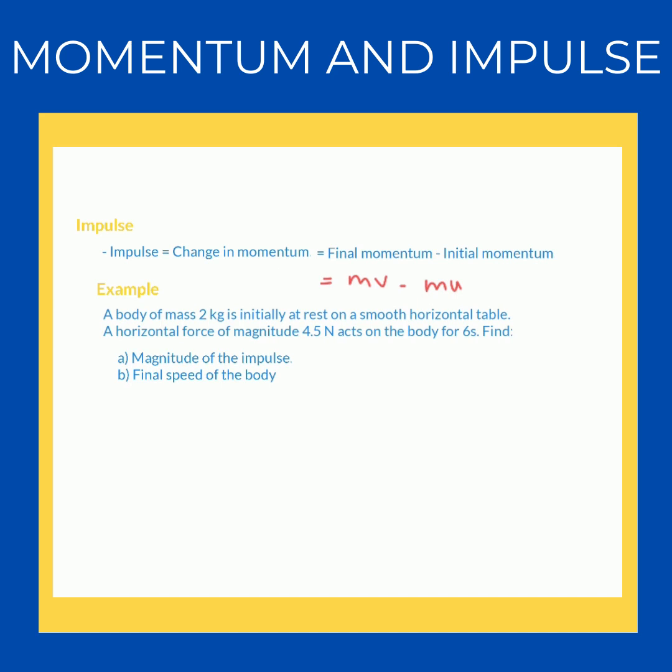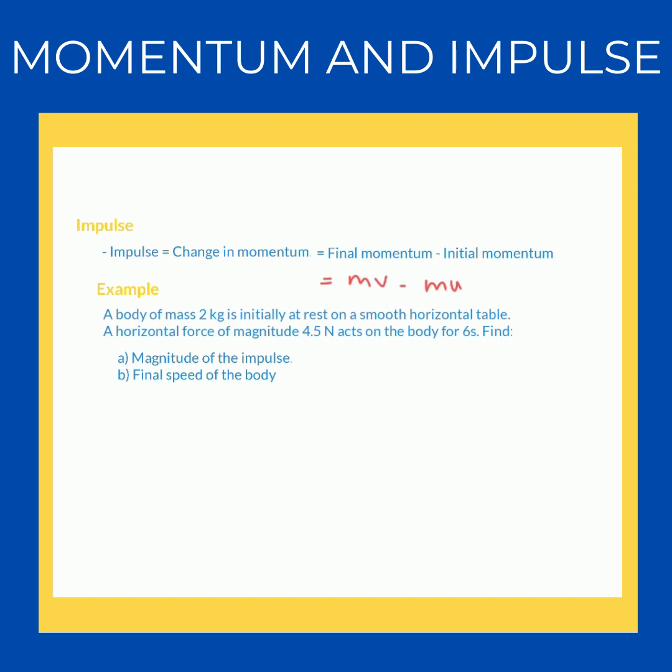So in this example, it says a body of mass 2 kilograms is initially at rest. So the speed when time is 0 is equal to 0 meters per second. A body of mass 2 kilograms is initially at rest on a smooth horizontal table. A horizontal force of magnitude 4.5 newtons acts on the body for 6 seconds. Find the magnitude of the impulse and the final speed of the body.